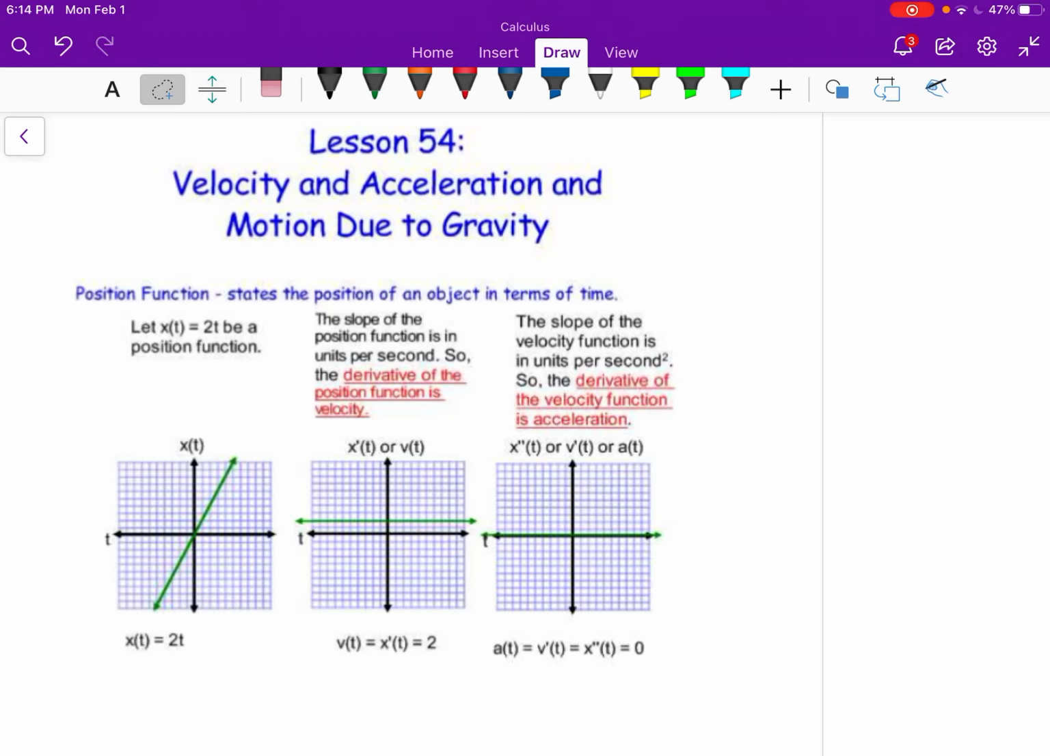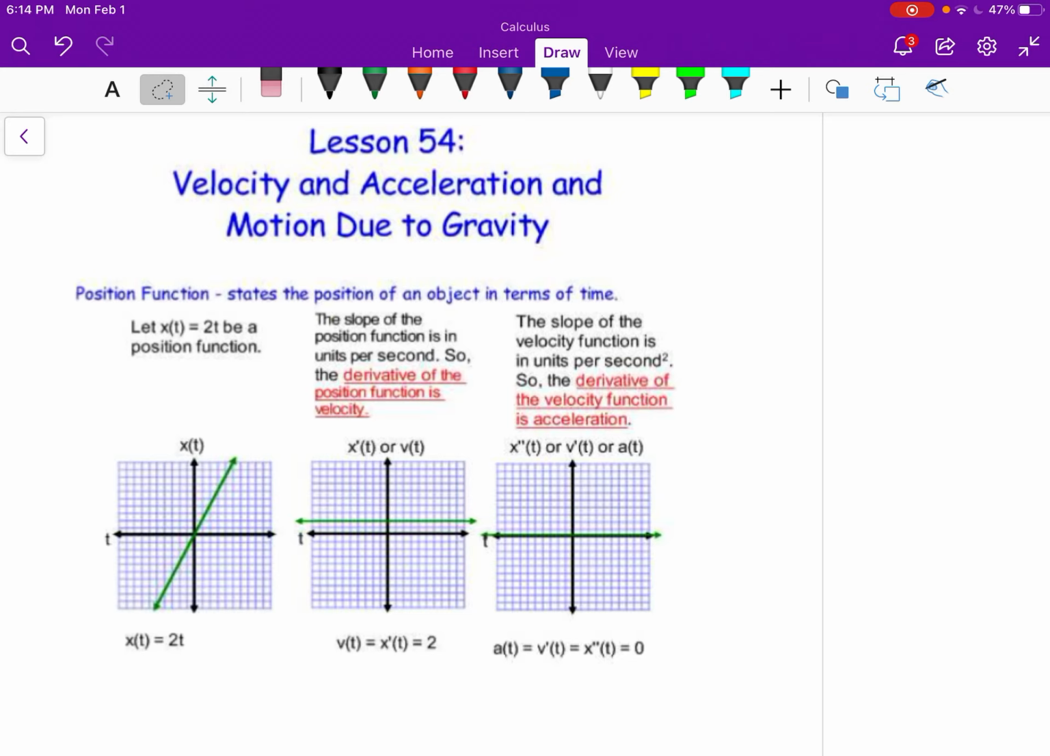So the derivative of the position function is velocity. When we take the derivative of something, that is a rate, and the rate in this case is units per second, and we know that measures velocity. And then taking that a step further, taking the derivative of the velocity function, which happens to be the second derivative of the position function, will give us the acceleration, because that's the rate at which the velocity is changing.